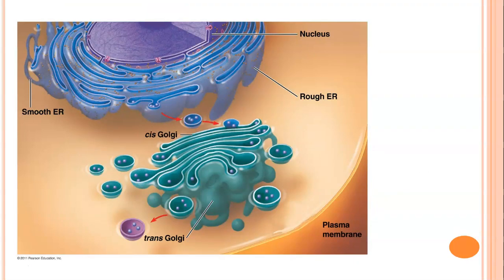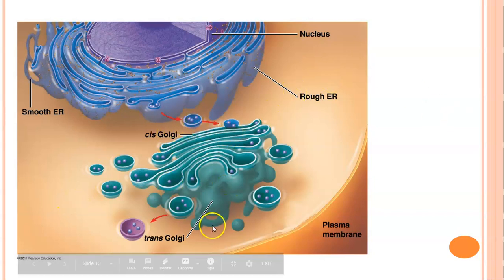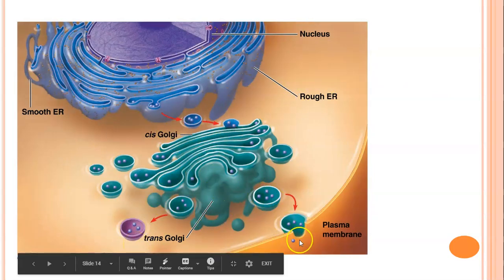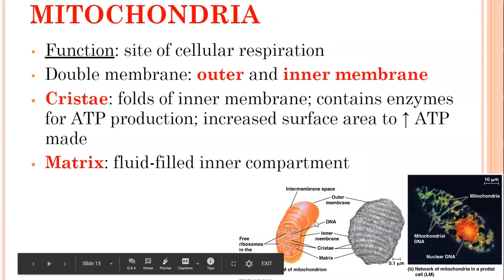So looking at transport, we go from the nucleus to the rough ER, out of the ER to the cis face of the Golgi in a vesicle, and then it moves its way through and comes out the trans face, and then it can actually export outside of the cell if it needs.